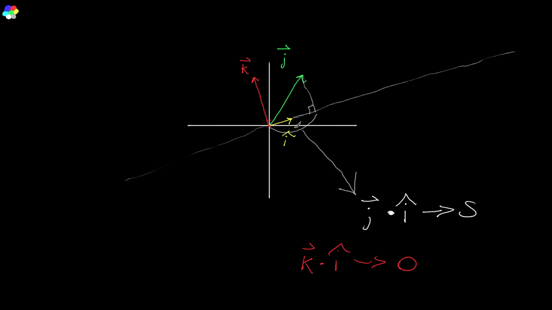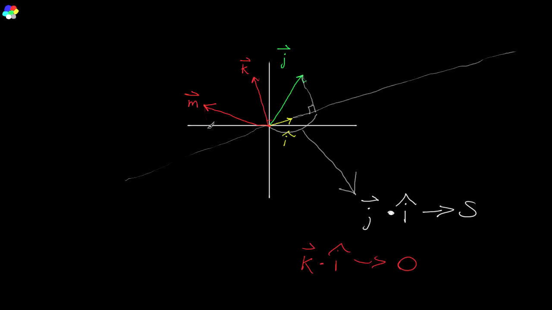Because none of this is going in the direction of I. It's all going orthogonal to I, or perpendicular to I. None of it is going in this direction, so the answer is 0. Likewise, if we put a vector going in this direction here, I'll just call this one M hat, M. What do you think the dot product is going to be?